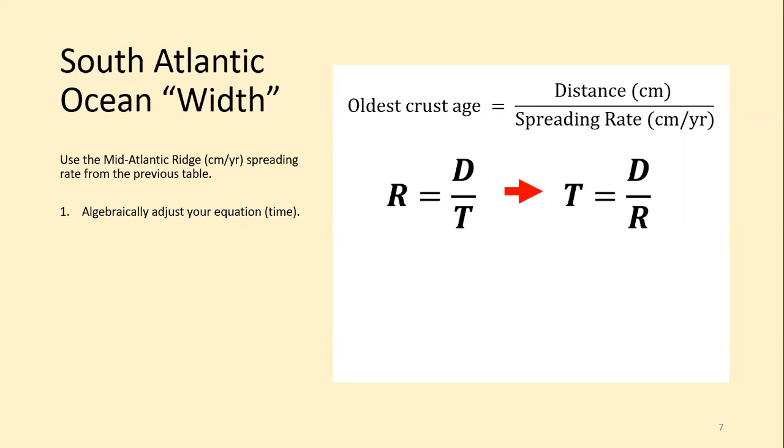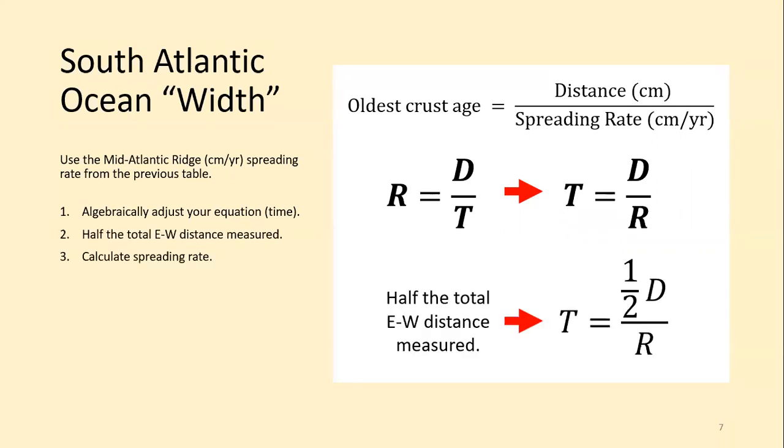However, before we calculate how long it took to create the width of the South Atlantic Ocean, we must first realize that the spreading rate, calculated from the previous example, was for only one side of the total east-west width of the ocean. Thus, we need to half the total east-west distance that you measured. So your final formula will include half the distance.